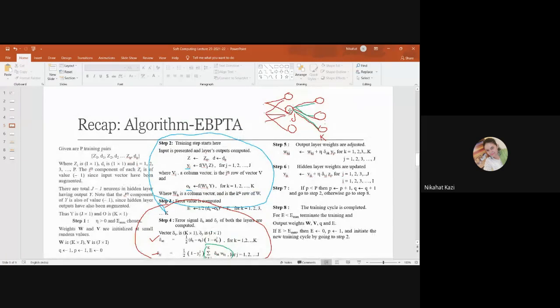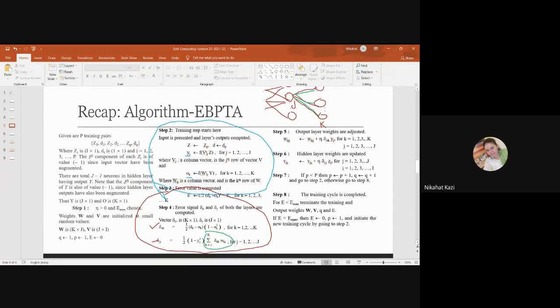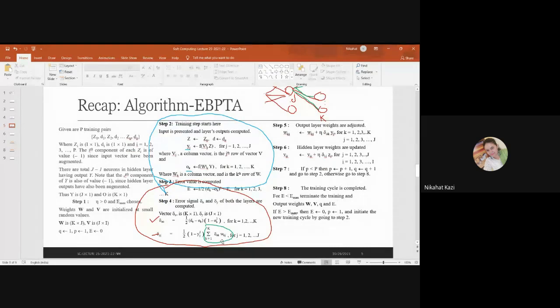ये jth न्यूरॉन है, इसका एरर सिग्नल निकालना है. You have to find out this error signal. So that will be all the error signals which are incoming to this from each of the neurons of the output layer, multiplied by the corresponding weights and the summation of that. Fine. And then this term, summation delta OKW, multiplied by f dash of the output of this. That is the error signal for that neuron, J.